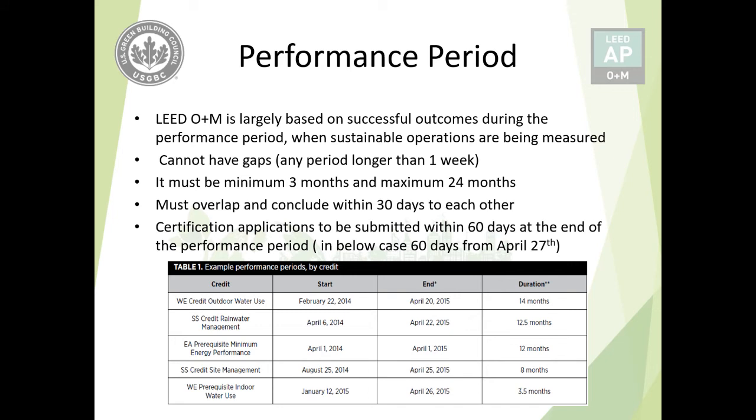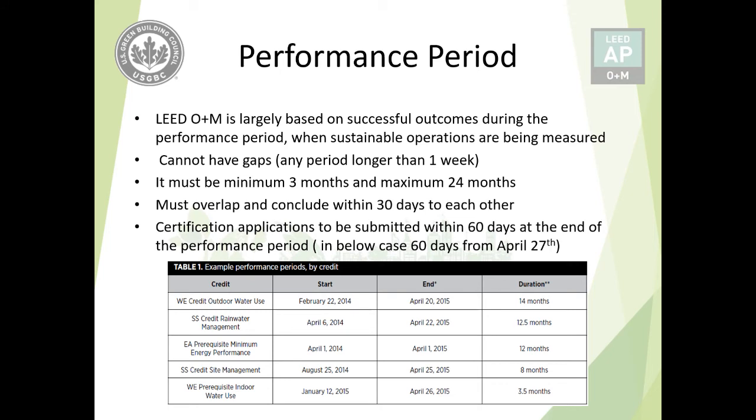Whatever you have applied as sustainable operations or sustainable practices should be continuous, and you have to define the period of this operation. It must be minimum 3 months and maximum 24 months. So your performance period could be from 3 to 24 months, and in between you cannot have any gaps longer than 1 week. Perhaps the most important point in the performance period is that all the performance periods must overlap and conclude within 30 days of each other.